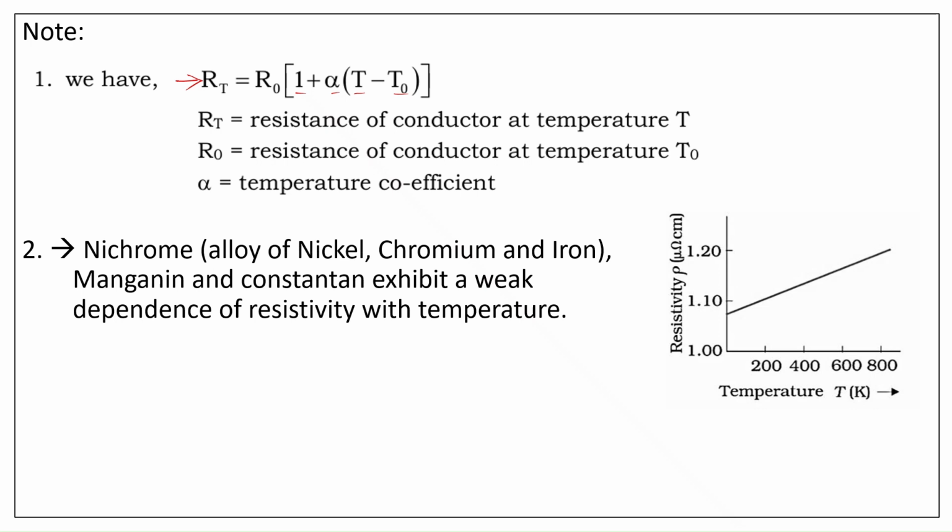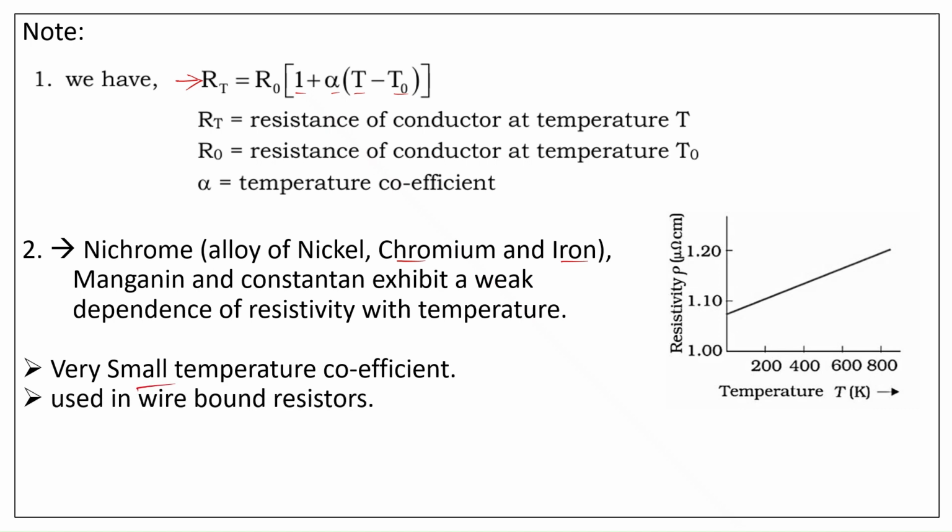2. Some alloys like nichrome, an alloy of nickel, chromium and iron, manganese and constantan exhibit a weak dependence of resistivity on temperature. That is, resistance and resistivity would change very little with temperature, and the temperature coefficient value is very small. Thus, these materials are widely used in wire-bound resistors, since their resistance values change very little with temperature. The variation of resistivity of an alloy with temperature is as shown.